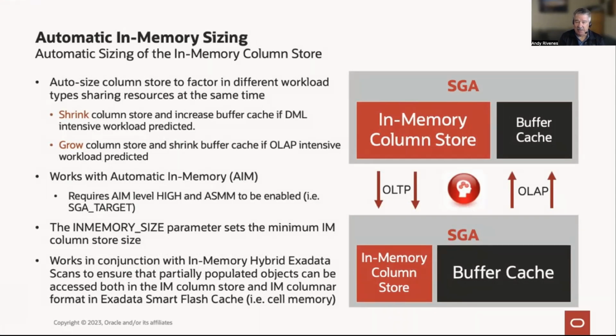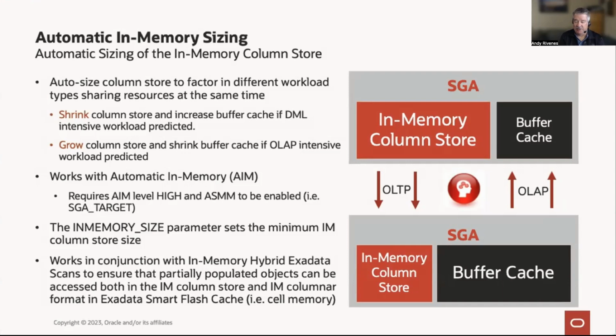You do have to enable SGA target, just like you would with automatic shared memory management for, say, the shared pool or the buffer cache. And then you have to set in-memory automatic level, or AIM, to high. So it has to be the high level. In 19c, we only had low and medium. In 21c and now 23c, we have a high level.